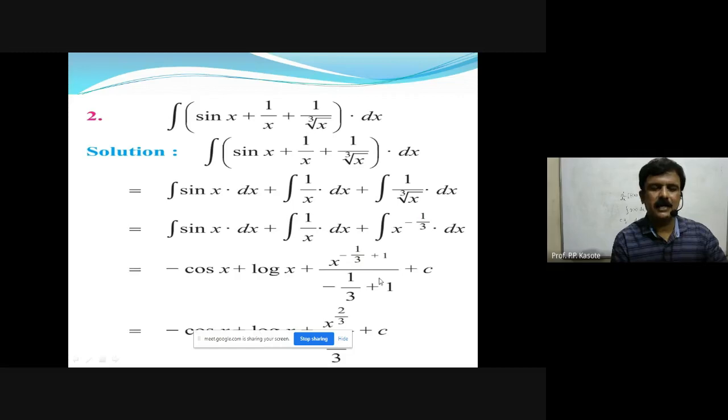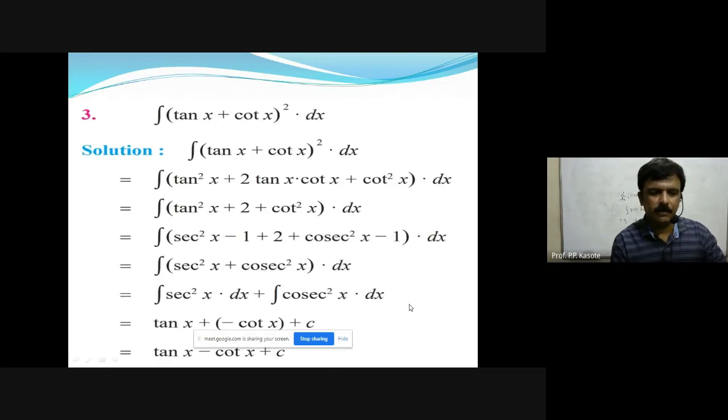It means that at last the correct and final integral of the given function is, capital I is equal to, here capital I is not printed, so capital I is equal to minus cos x plus log x plus x raised to 2 upon 3 divided by 2 upon 3, plus c. Here also let us not forget to write plus c at the end.